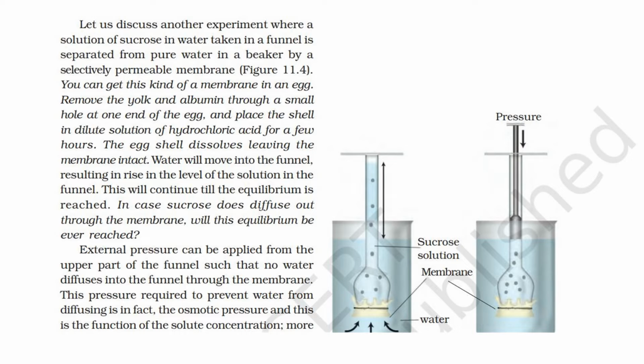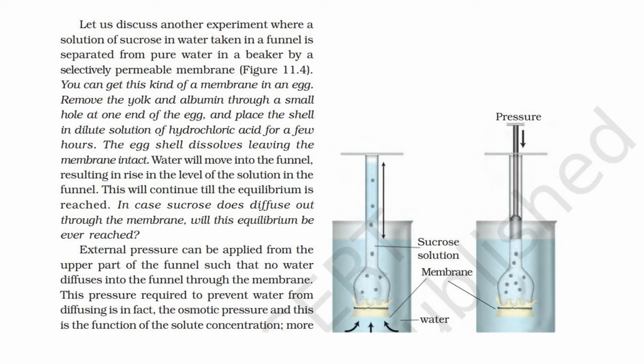Remove the yolk and albumin through a small hole at one end of the egg, and place the shell in dilute solution of hydrochloric acid for a few hours. The egg shell dissolves, leaving the membrane intact. Water will move into the funnel, resulting in rise in the level of the solution in the funnel. This will continue till the equilibrium is reached. In case sucrose does diffuse out through the membrane, will this equilibrium ever be reached?